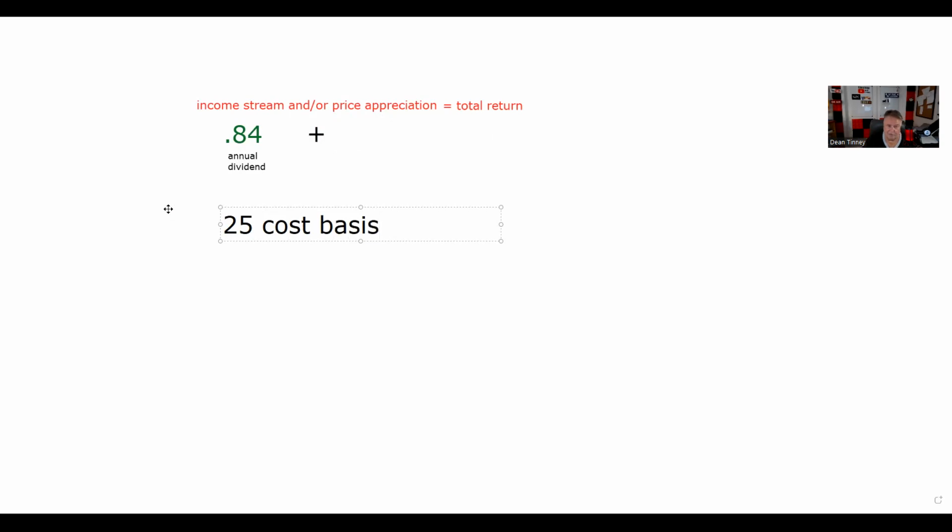Cost basis is simply when I turn the money into the stock, right? And let's say that now Bank of America is $30 a share. So it looks like I've made money a couple places here, right? I've made 84 cents in the dividend, and I made another $5 from the stock appreciation, right? That's price appreciation.